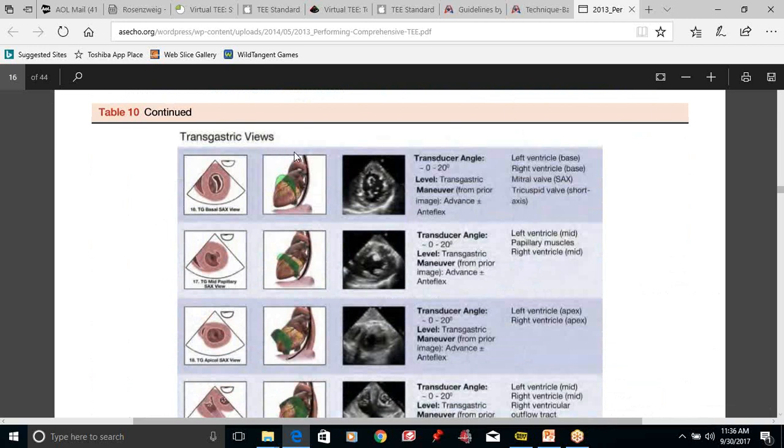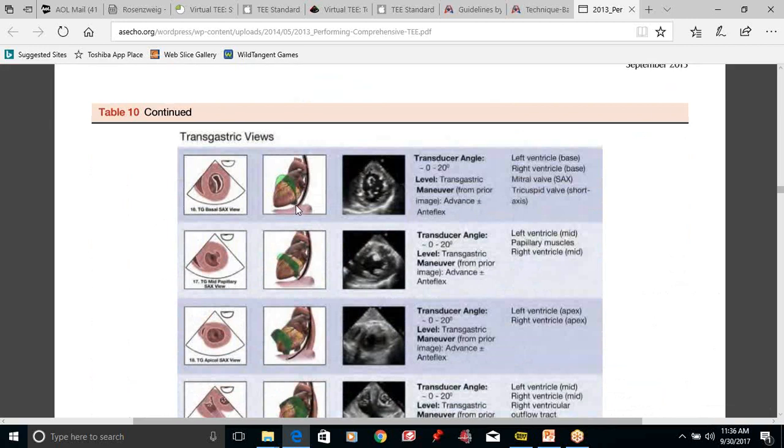And then when we say transgastric now, you insert your probe lower down into the stomach and you flex the probe. That means if you take your index finger and bend it forward, that's what we call antiflex. So you antiflex the probe and you're going to see something looking like a short axis like this. Then if you pull it back a little bit, you get a nice short axis, okay?